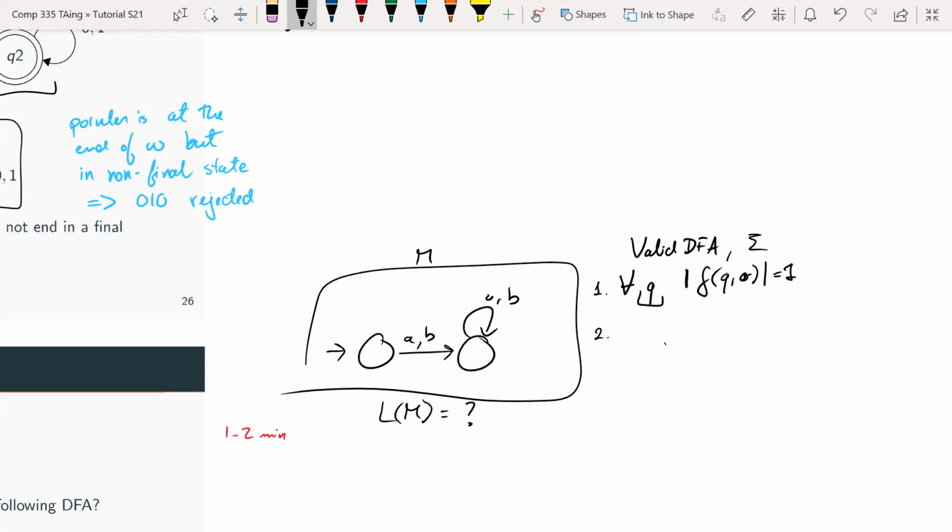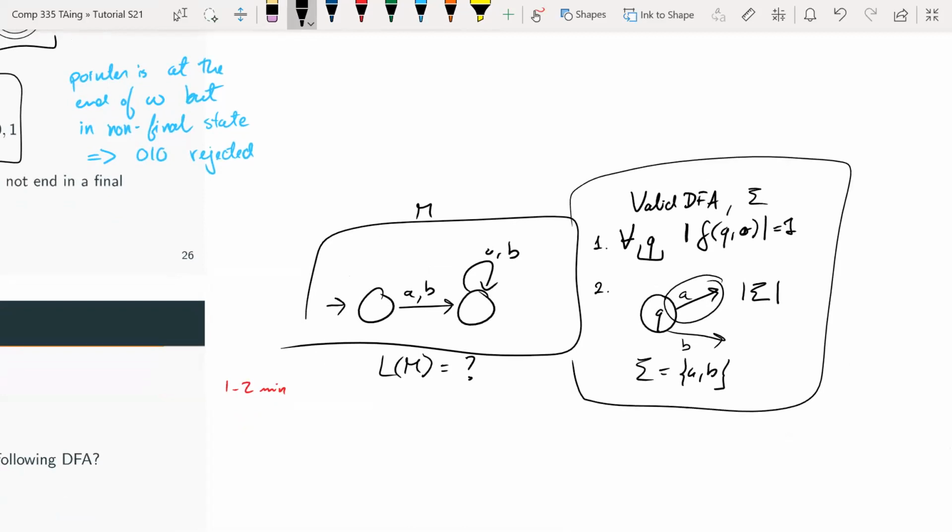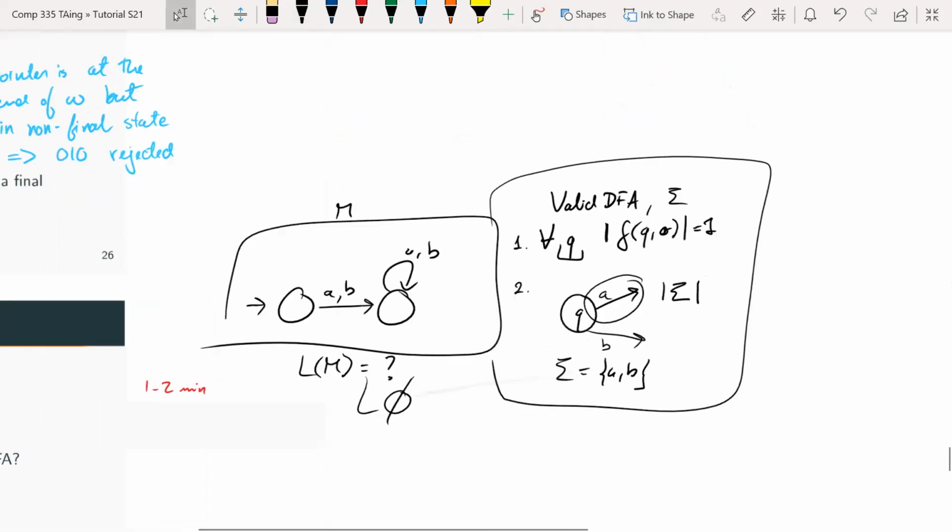And you also need every state to have exactly cardinality of sigma transitions. So if your sigma is A, B, then every state Q should have exactly 2 transitions, A and B. It can't be A and A, that would be an NFA. It can't be just A, that would also be an NFA. It has to be exactly one A and exactly one B. That's what you would call a valid DFA. And yes, very good, someone answered: L of M here would actually be the empty set. All right, so that's for valid DFAs.